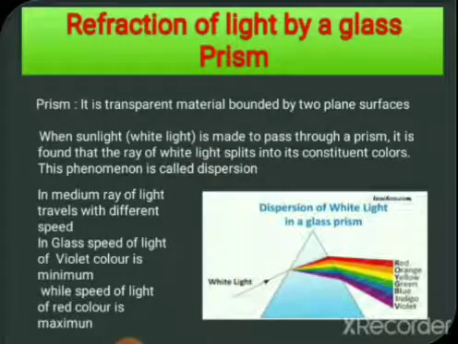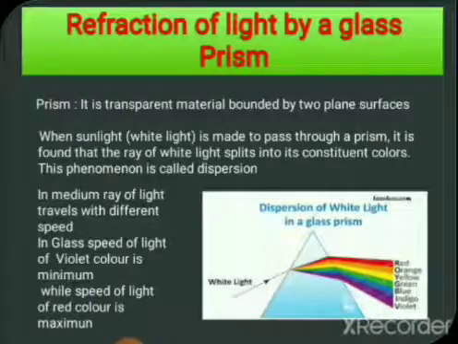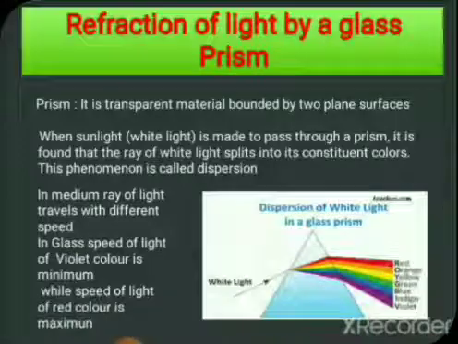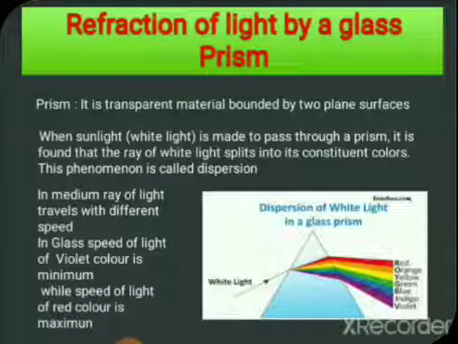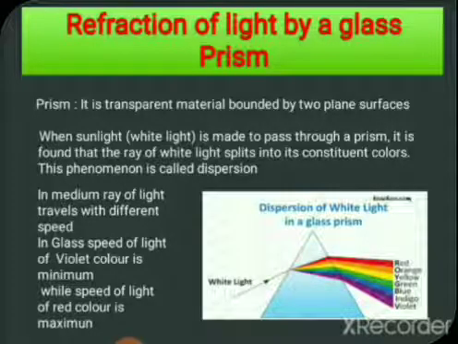Here the speed of light in the medium is different. While violet color deviates the most, red color deviates the least. This is dispersion of light through a prism.